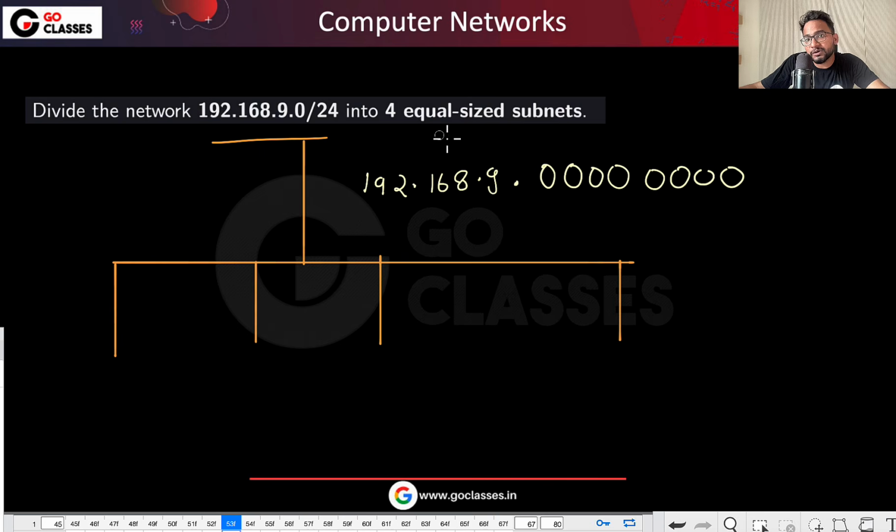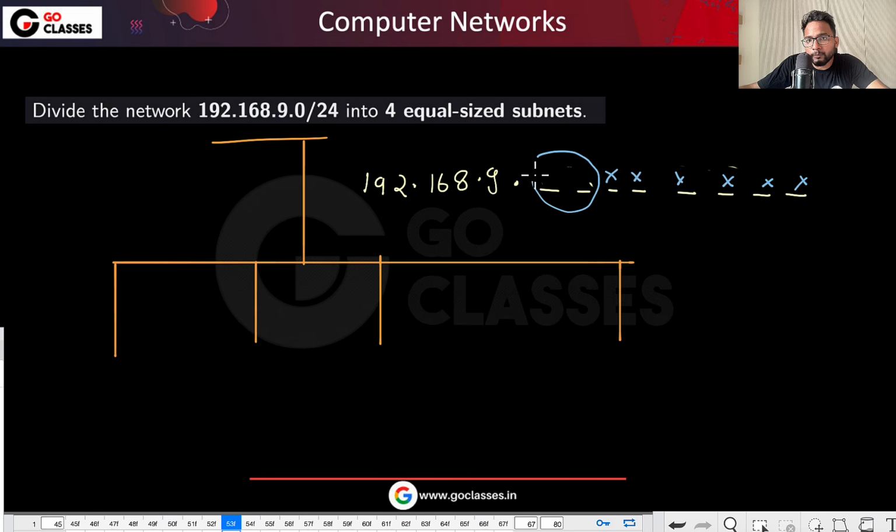Now since I want 4 subnets, I will be borrowing two bits from here. So let me write that these are the 8 bits, so the host ID has 8 bits, 1 2 3 4 5 6 7 8. All of these 8 bits could be anything, let me write x, depending on the host number. Now I borrow these 2 bits, and using these 2 bits I say this is subnet 1, subnet 0, or like that, right?